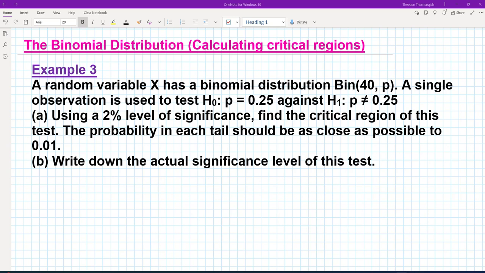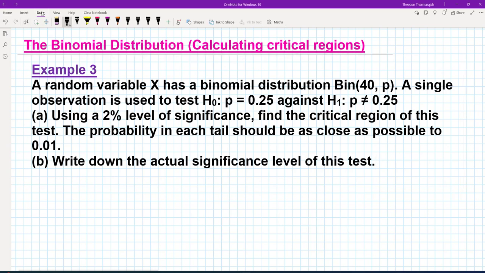A random variable X follows the binomial distribution with n equal to 40 and p. A single observation is used to test H0 that p equals 0.25 against the alternative hypothesis that p does not equal 0.25. Using a 2% level of significance, find the critical region of this test. The probability in each tail should be as close as possible to 0.01. So with this, we need to pay heed. And part B states: write down the actual level of significance of this test.